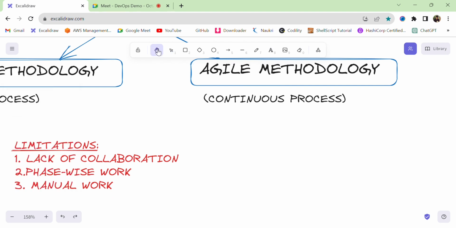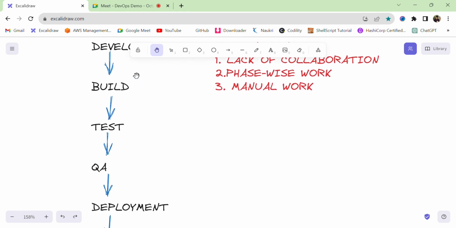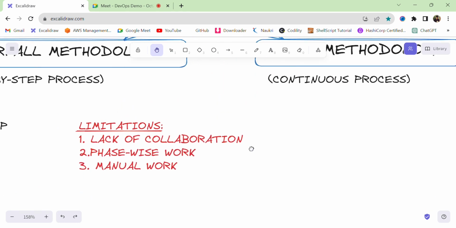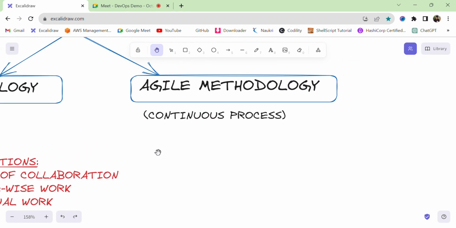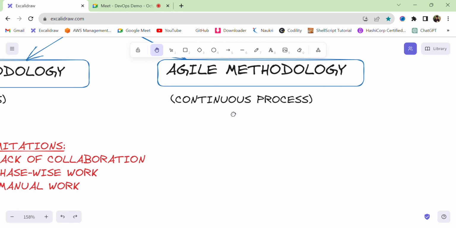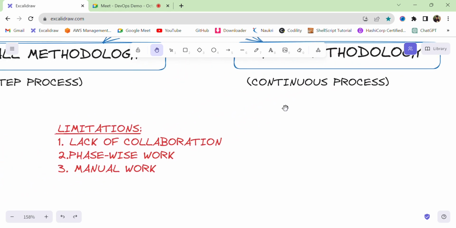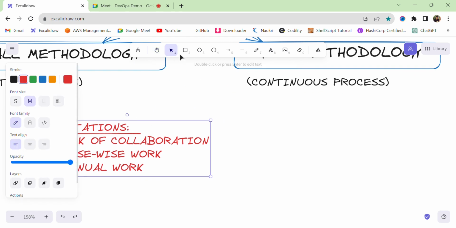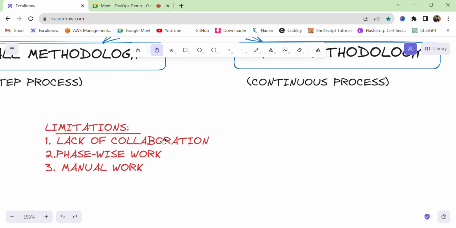So first thing, when we are talking about these different stages, first of all, agile methodology was introduced by Facebook. So Facebook was the first company which started implementing this agile methodology, and after that many organizations started implementing it. Now what did they do in agile methodology? They did this so that they could address the limitations that were coming from the waterfall methodology. So first was lack of collaboration.